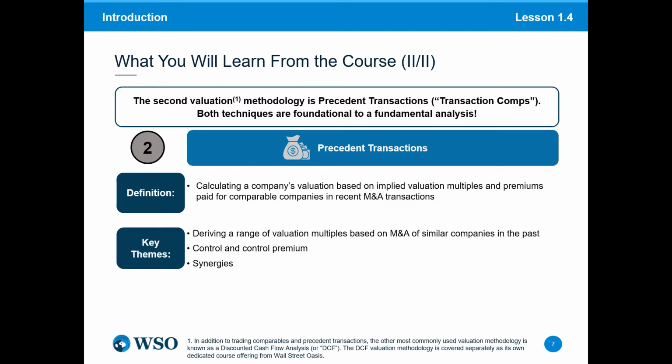Now, a couple of key themes we're going to see here is that we're deriving a range of valuation multiples based on M&A for similar companies in the past. So a key thing here is we're trying to look at companies in a similar line of business with similar characteristics to the target company that we are trying to value. And again, we're also going to get a wide range of multiples because this will be over periods of time, under different market conditions, under different debt environments and leverage environments. So the characteristics of the market can be different.